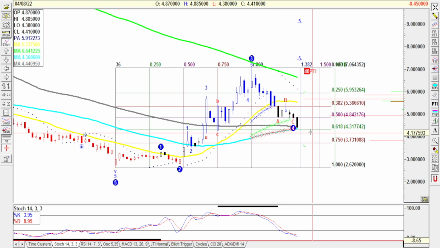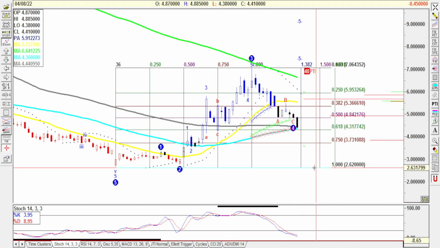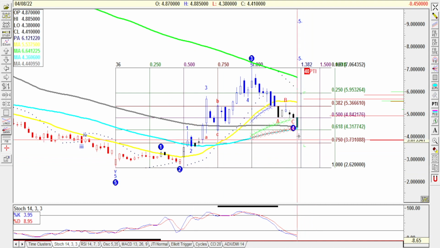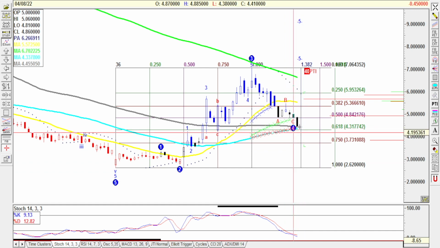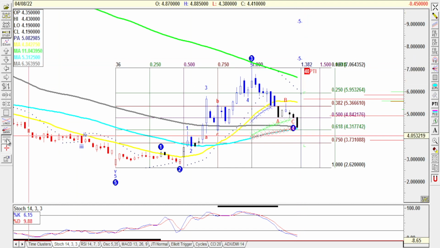Hopefully it holds. And if that doesn't hold, then you have $3.73. And then obviously back to where we started at, 2.62. So this is going to be important for next week right here. And in regards to the Elliott Wave count, these are the projections and targets going up there.